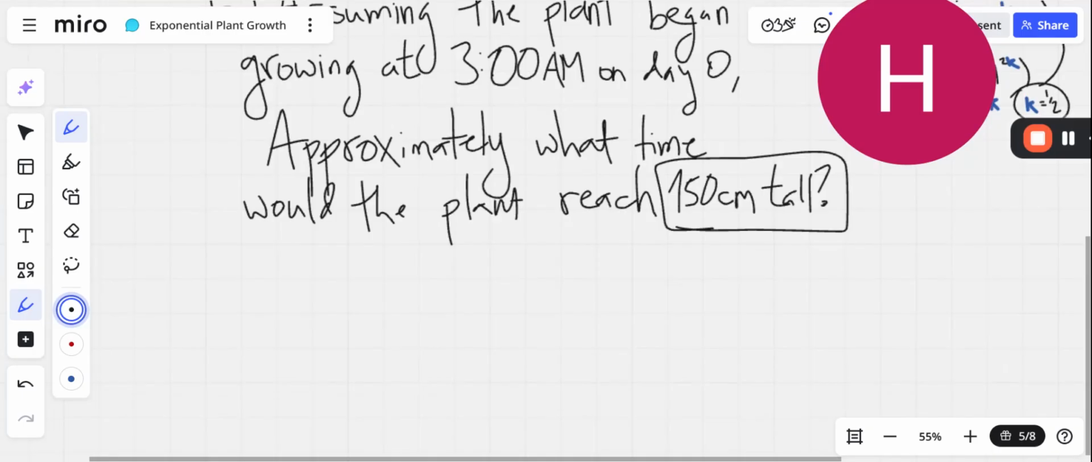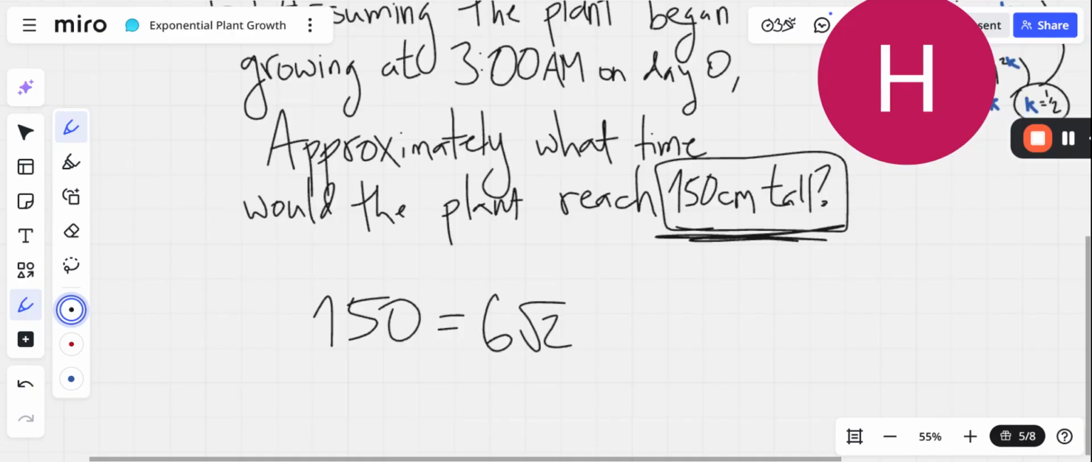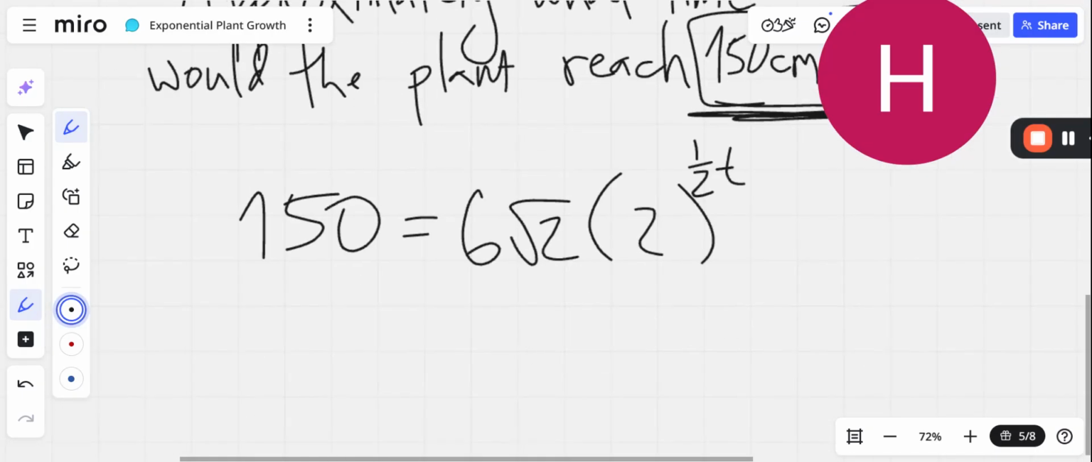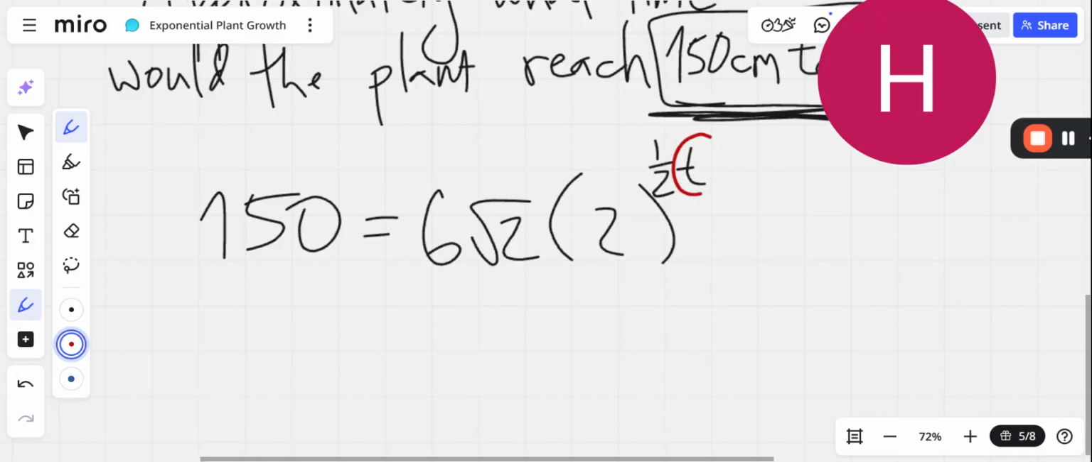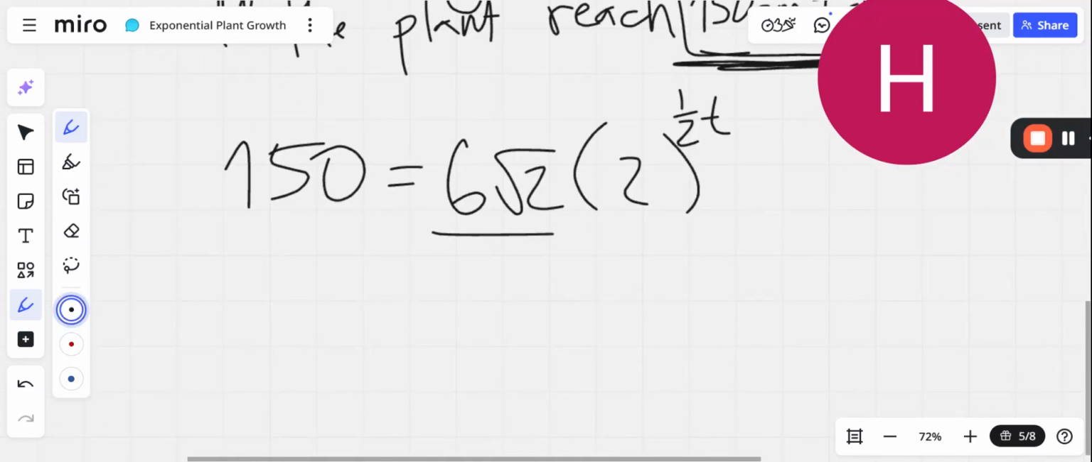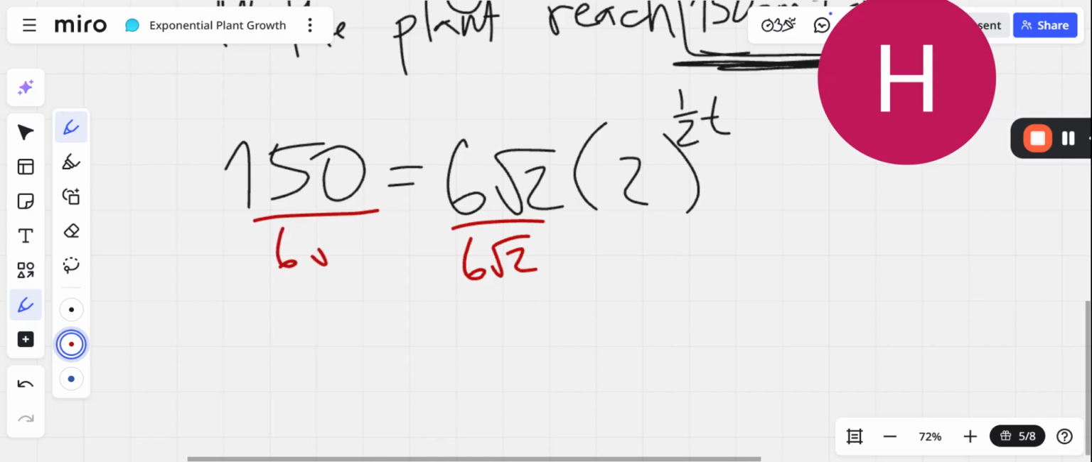We can use the fact that it will be 150 centimeters tall at some point, and this must be equal to the height equation, 2 to the 1/2 t. Now, in order to solve this equation, it is exponential because the variable is in the exponent, right? The mystery value is in the exponent. We're going to divide both sides by 6 root 2.